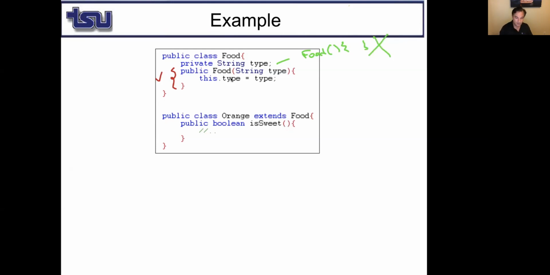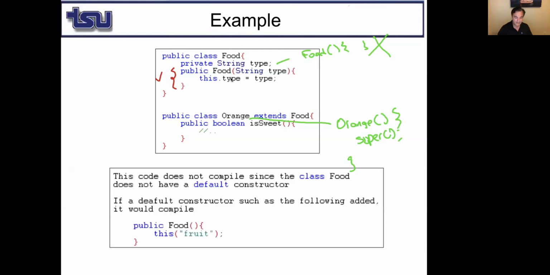Now here I have Orange extends Food, and Orange doesn't have any constructor. So Java is going to create what? Orange, like this. Since Orange has a superclass, Java is going to further put what? Super, like this. The issue is that when I make a call to the superclass constructor, which is the default constructor of the superclass, I don't have this, and it will be a compiler error. But if you had this default constructor right there, for example something like this, it will be okay.